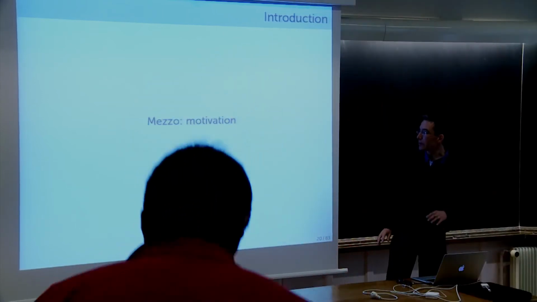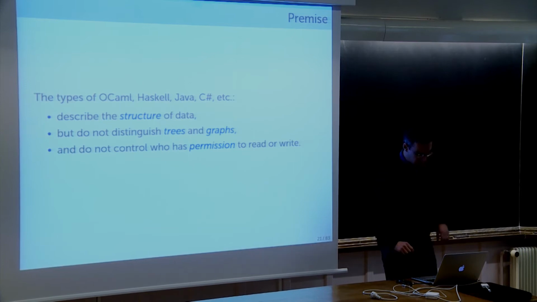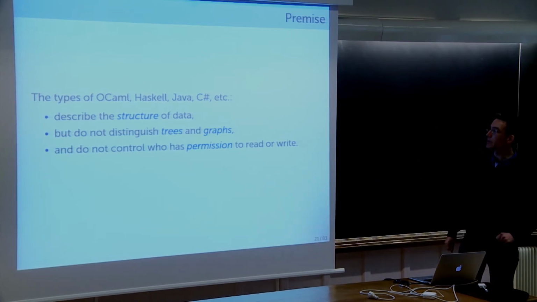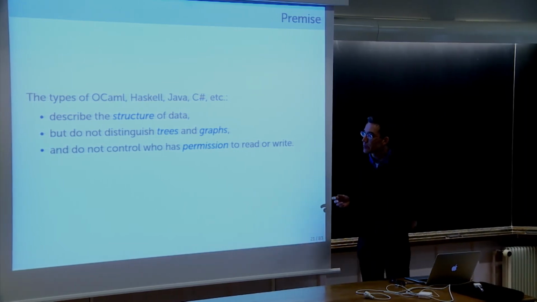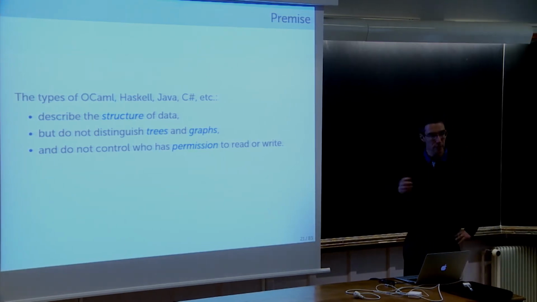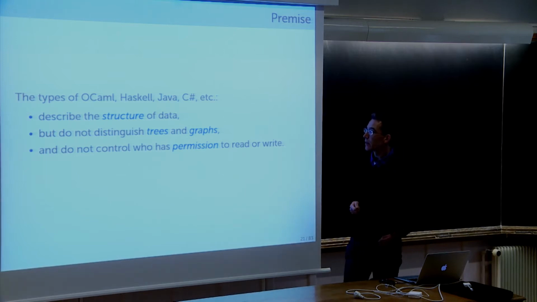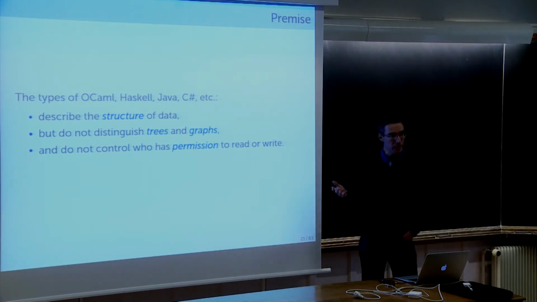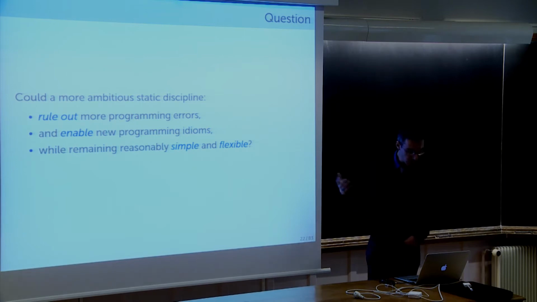So why are we doing this? You may be able to make a good guess, I hope, but I still have a few slides about that. The types of the mainstream, so to speak, programming languages usually describe the structure of data, but do not say much about ownership or permission to make changes to data. And also, they don't distinguish between trees and graphs. They don't say anything about aliasing. So the goal is to be more ambitious in that respect and try to make more distinctions, and as a result, possibly rule out some errors and make some new programming idioms possible, which were not possible before.